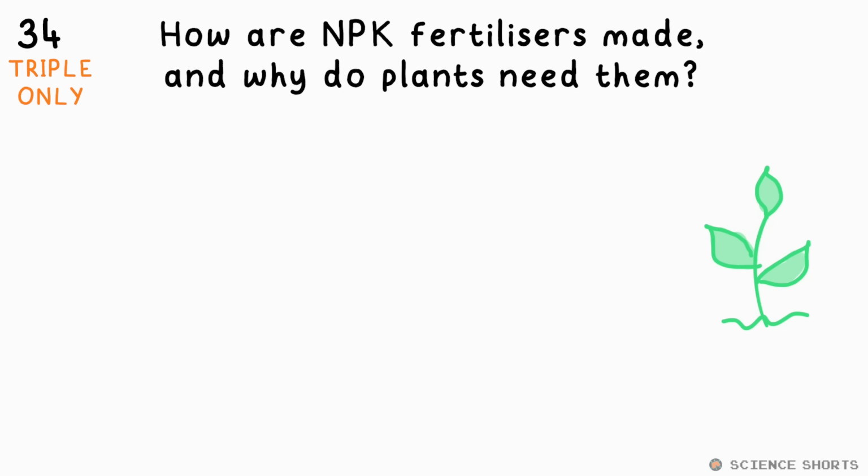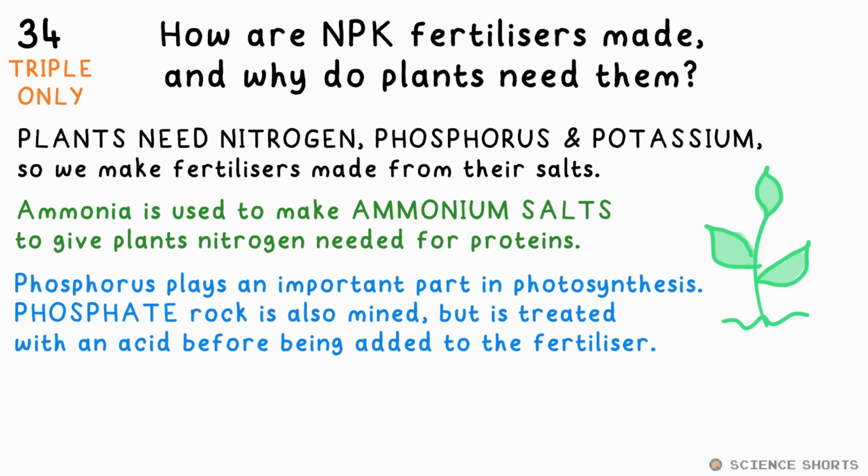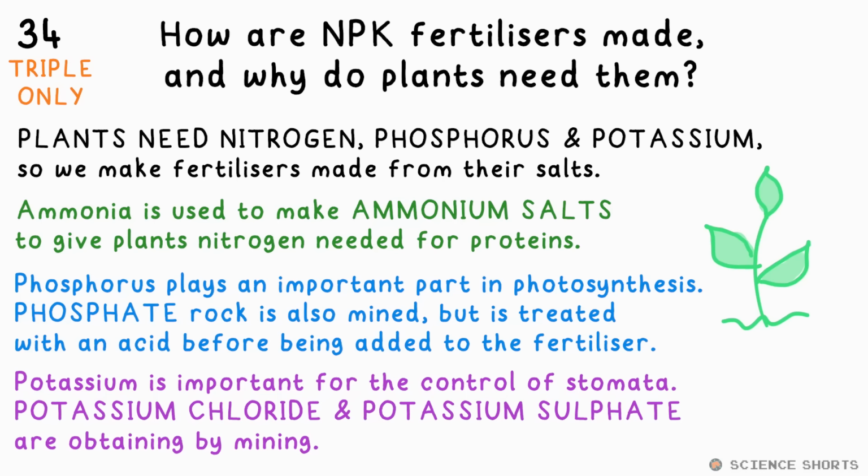What chemicals are used to make NPK fertilizers? Ammonia is used to make ammonium salts to give plants the N, nitrogen, in the NPK. They need it for amino acids and therefore proteins. Phosphate, the P, is a rock that can be mined, then treated with an acid before being added to the fertilizer. This plays an important part in photosynthesis. Potassium chloride and potassium sulfate are obtained by mining. The potassium, the K in NPK, is needed for plants to regulate the opening and closing of their stomata.